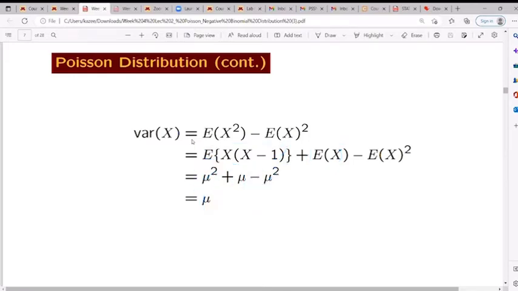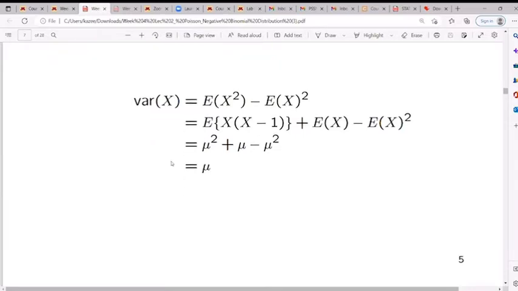So what is the implication? You're going to see that for Poisson distribution, the mean and the variance are the same. I'm going to say that again. For Poisson distribution, the mean, which is the expected value of S, equal to mu, and the variance of S equal to mu. Take a look at that.